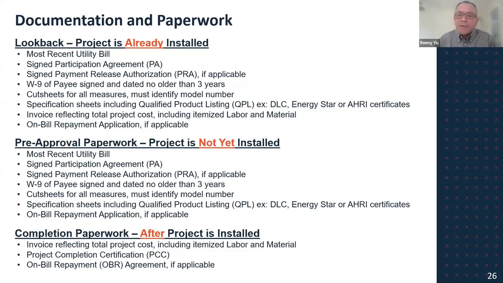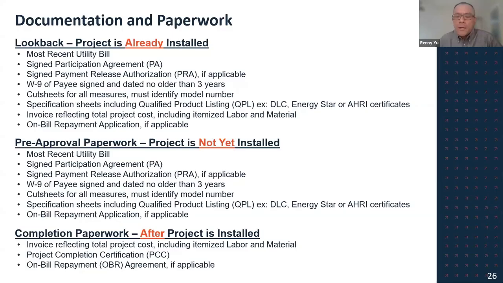We'll need the signed participation agreement, payment release authorization. If the customer is signing the incentive to the trade ally or to you, the W-9 of the payee, which must be signed, dated no older than 3 years. Cut sheets for all measures, which clearly identify the model, appropriate model numbers.